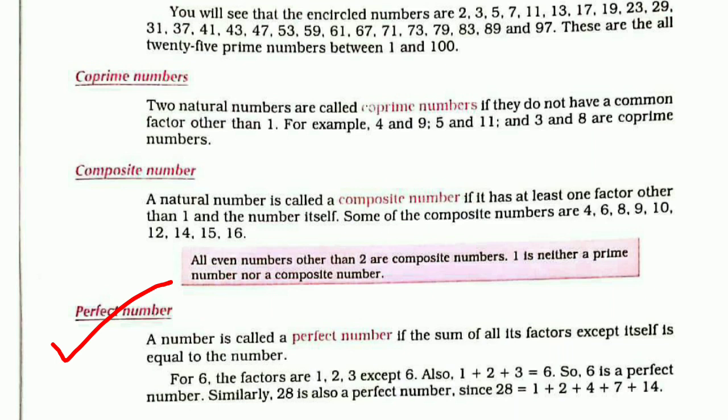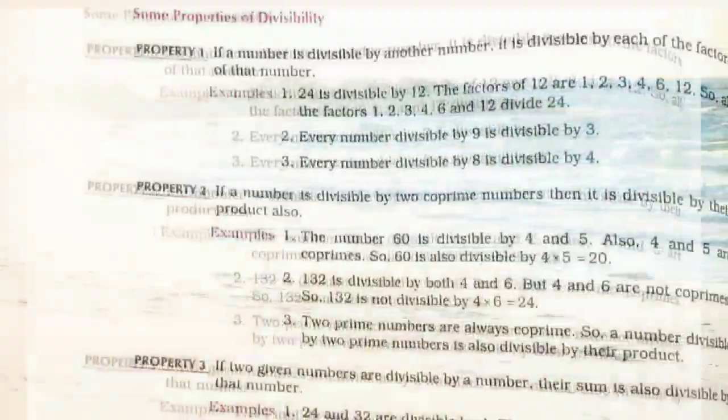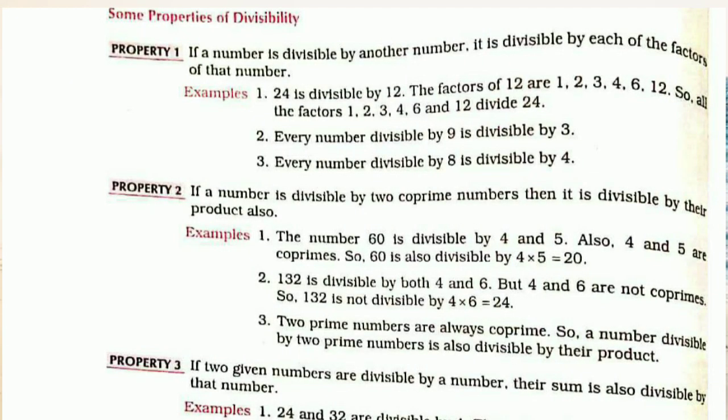Similarly 28 is also a perfect number because its factors are 1, 2, 4, 7, 14 and 28. So except 28, if we add all the factors, we will get 28. Some more examples of perfect numbers are 496, 8128, etc. Now we are moving to the next topic, properties of divisibility.